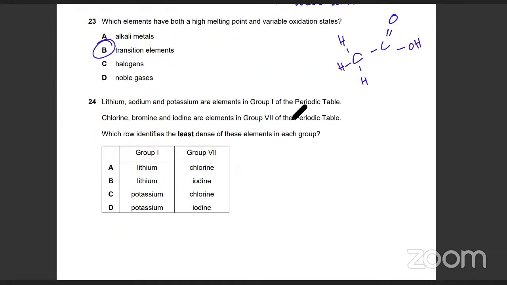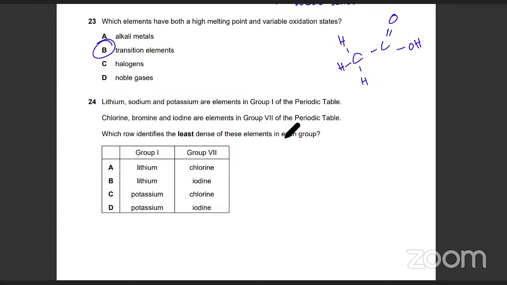Lithium, sodium, and potassium are elements in group 1 of the periodic table. Chlorine, bromine, iodine are elements in group 7. Which one identifies the least dense of these elements in each group? What happens to densities within a group? I think in group 1, the density increases down the group, right? Yeah. And in group 7, it decreases. The density.